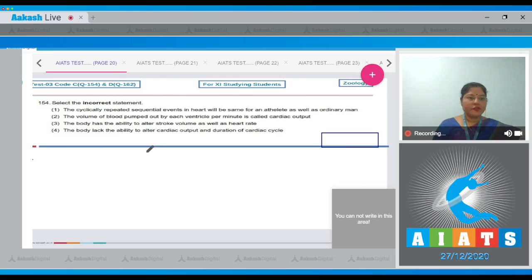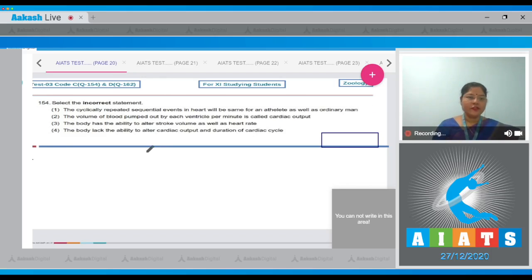Question number 154. Select the incorrect statement, and the options given are: option number 1, the cyclically repeated sequential events in heart will be same for an athlete as well as ordinary man. This is a correct statement.